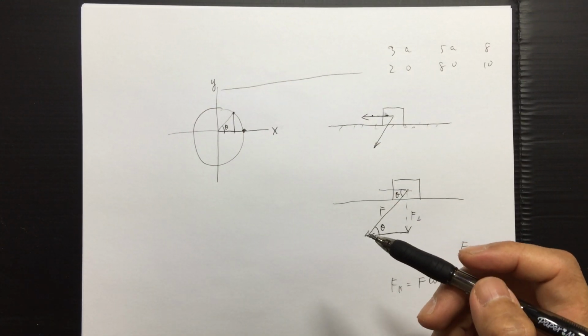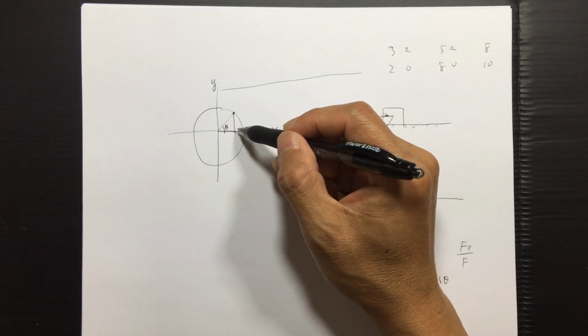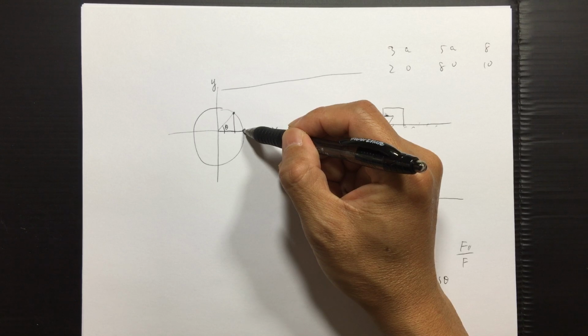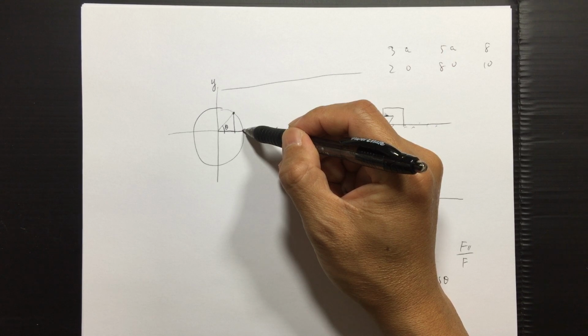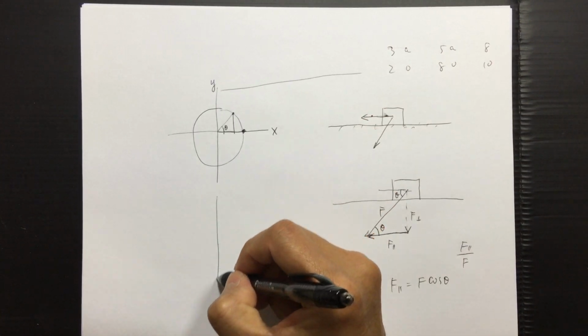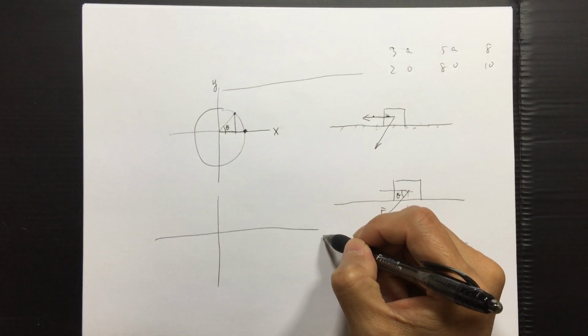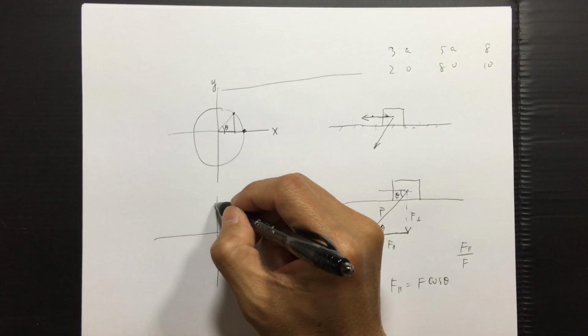When this point is 0, when theta is 0, what's x? What's x at this point? 1. Yeah, you need to get this stuff. What's y at this point? 0. Yeah. Also, if you draw theta against cosine theta, the cosine theta looks like this.